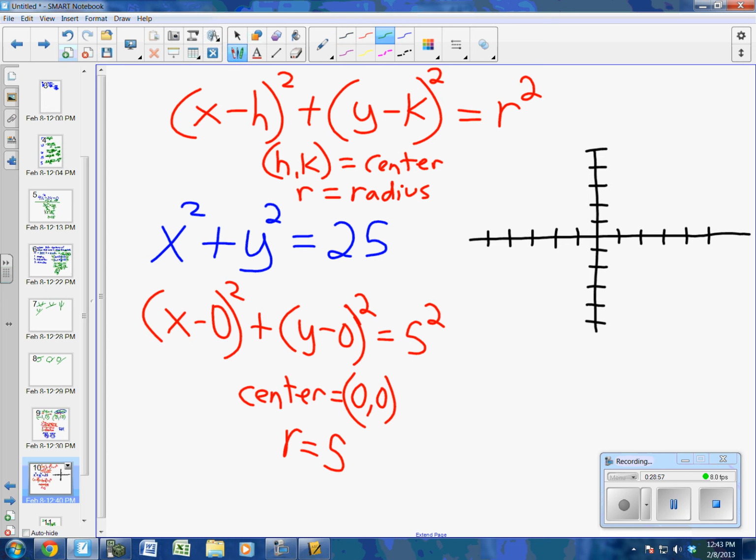Okay. Now our center is at 0, comma 0 right here. Logan, you're struggling right now, aren't you? Trying to stay awake. Get out your pencil and write this. It will help you. Okay. 1, 2, 3, 4, 5.